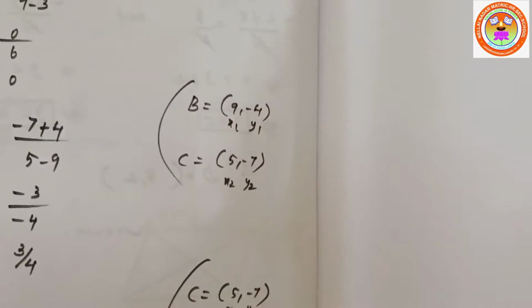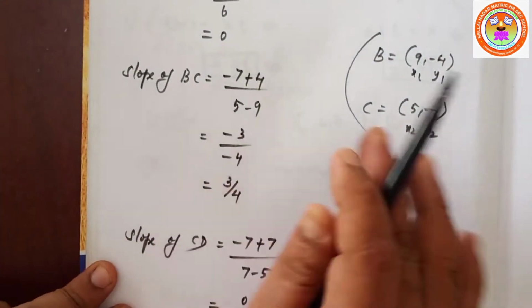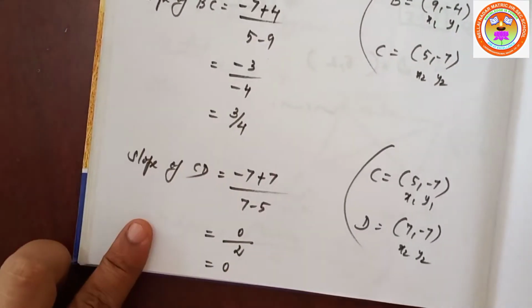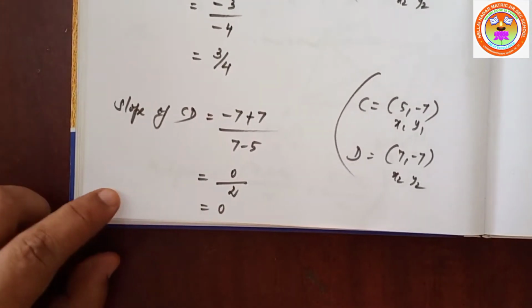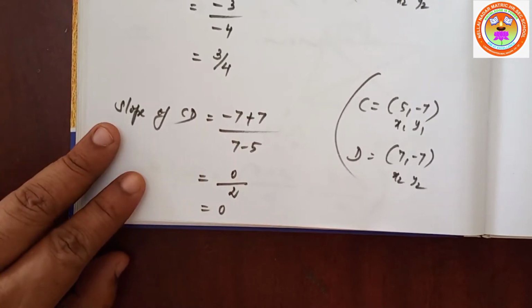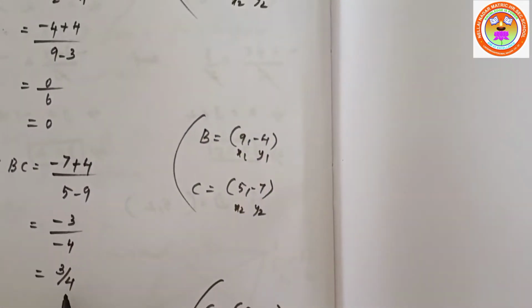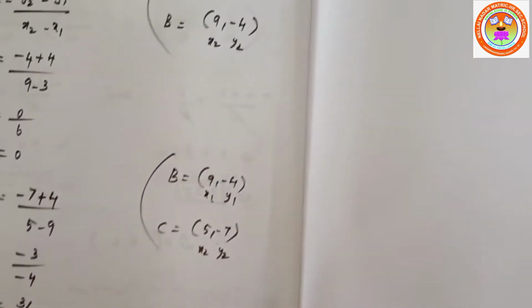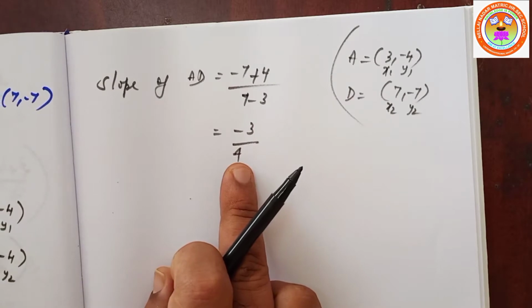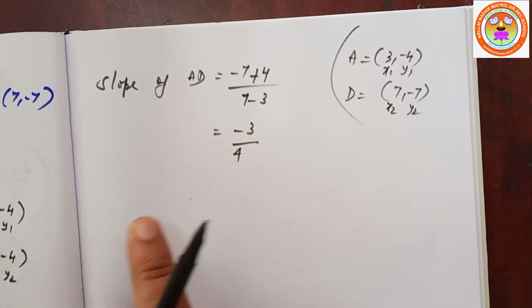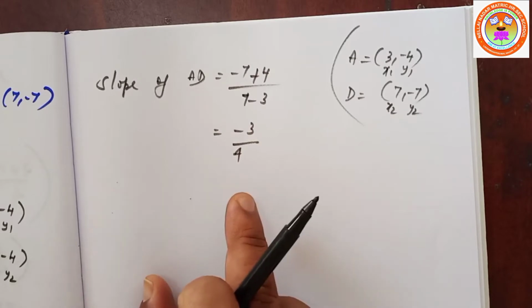Now here slope of AB is equal to 0, and slope of CD is also 0. Since slope of AB and slope of CD are equal, AB is parallel to CD. At the same time, slope of BC is equal to 3 by 4, but slope of AD is minus 3 by 4. They are not equal. Therefore, BC is not parallel to AD. So, two parallel opposite sides and two non-parallel opposite sides. Therefore, ABCD is a trapezium.